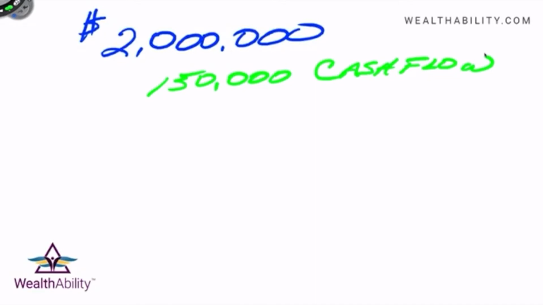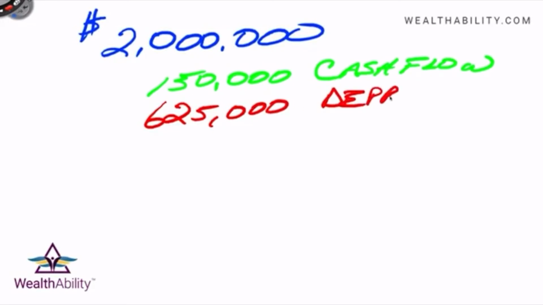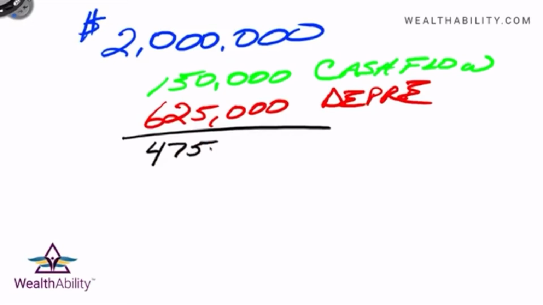Now let's say that my depreciation on this that we went through, remember, our depreciation is $625,000. So now we have positive cash flow of $150,000, but we have $625,000 of depreciation. So that means that we actually, for tax purposes, have a loss of $475,000. And we're going to put brackets, that means it's a loss, right? This is a loss for tax purposes.